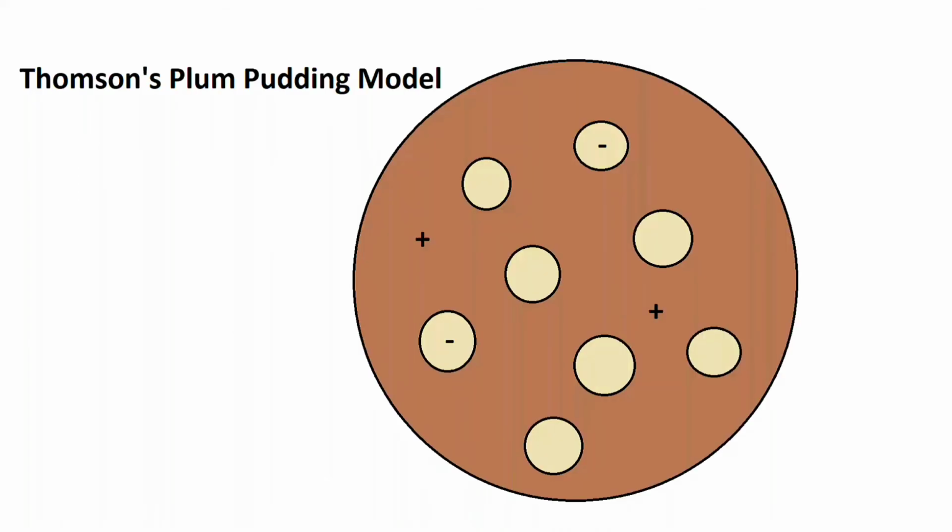Now, following his experiment, Thomson created the plum pudding model, which showed electrons, or the yellowish balls with negative signs on them to represent that they have a negative charge, within a sphere cloud of positive charge.